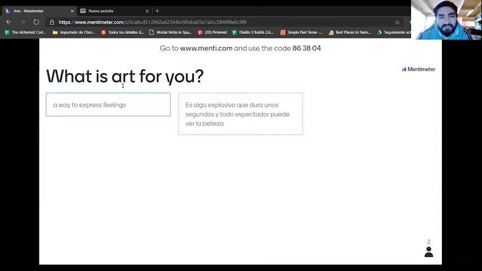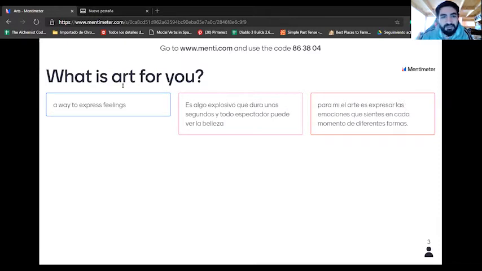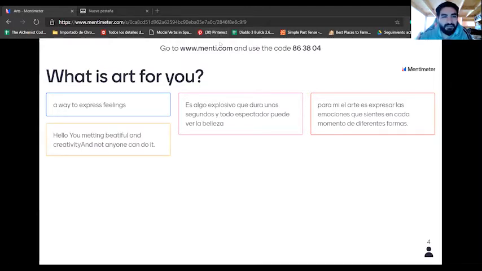It's something explosive that lasts few seconds to the spectator and can be the beauty. For me, art is expressing the emotions that you feel on each moment in different ways. Okay, excellent. You're meeting beautiful and creative, and not anyone can do it. Okay.